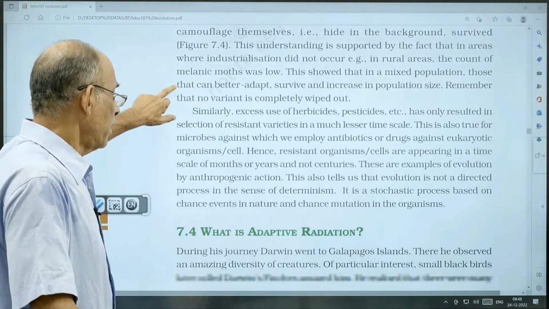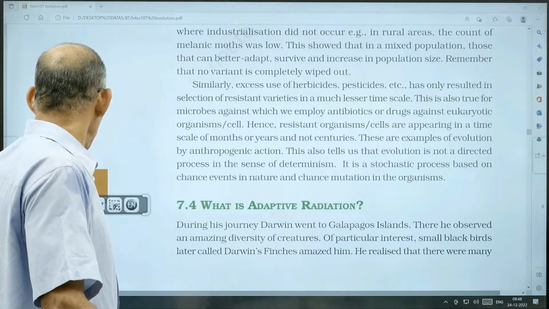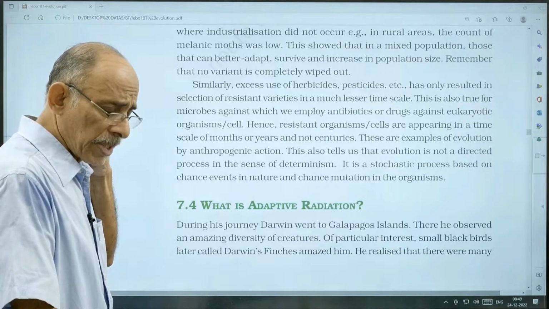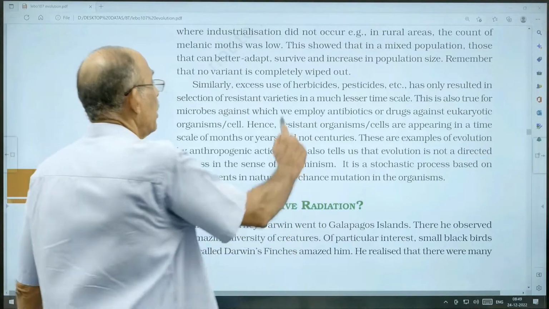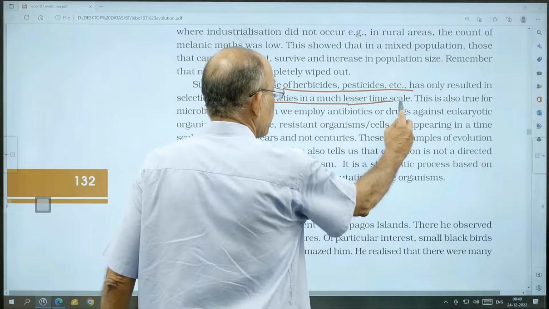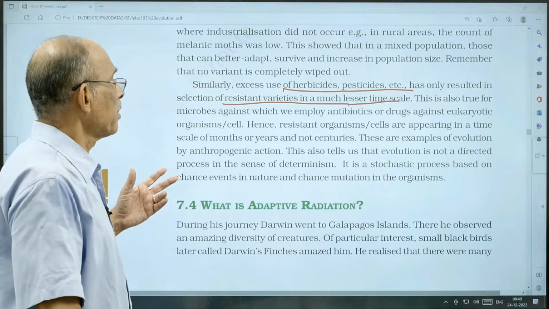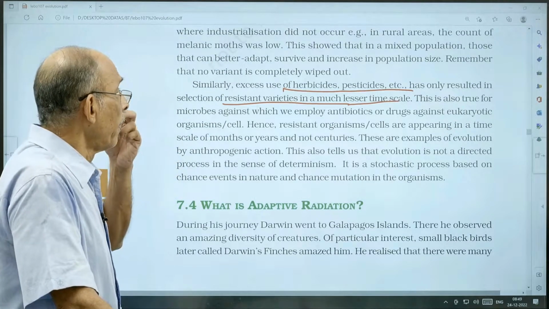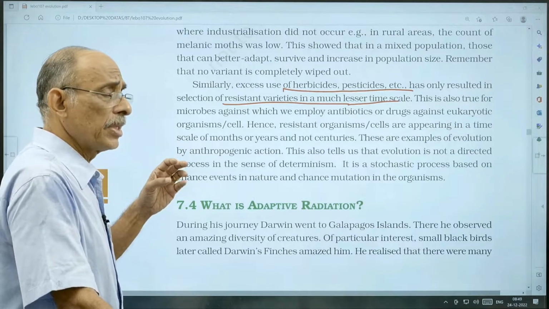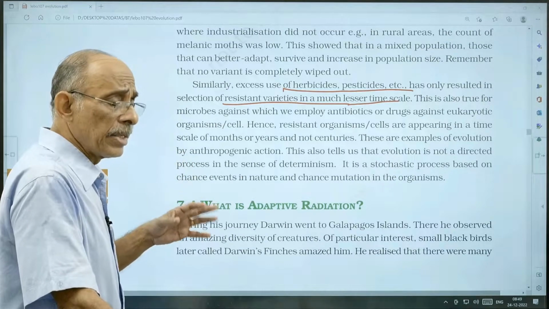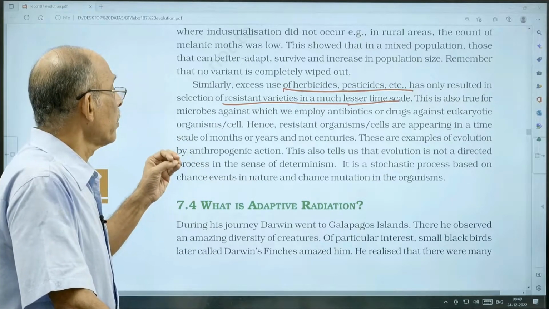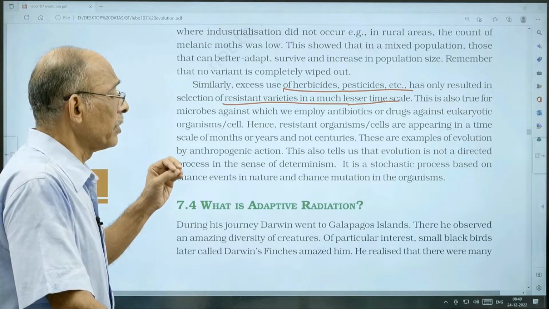Next is another, the anthropogenic effect, the man-made effect. How man is actually influencing the formation of new varieties, new species, etc. Excess use of herbicides and pesticides has resulted in resistant varieties in a lesser time scale. For example, if some pesticides or herbicides are sprayed on rice fields, etc., then some of these insects or pests may become resistant. That is a new variety, and we have to use another type of pesticide or insecticide. So newer and newer resistant varieties are formed within a short time.